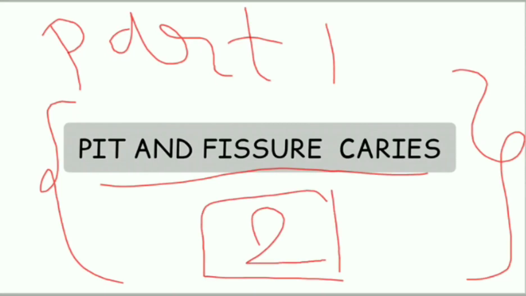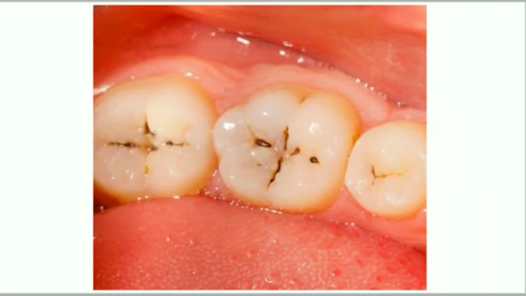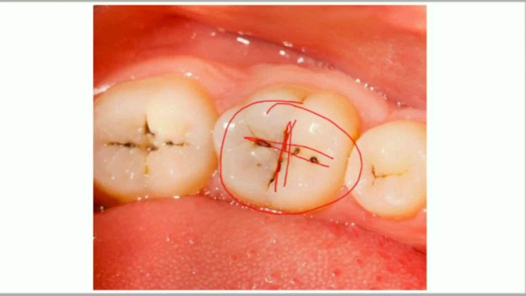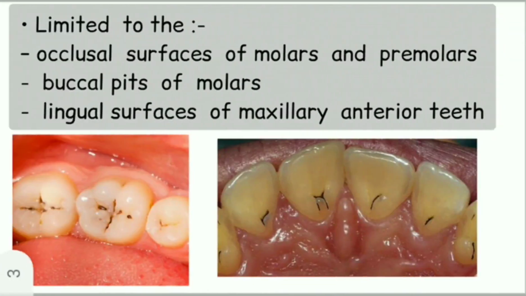So let's start. You can see this is the typical picture of pit and fissure caries. All the pits and fissures of this molar have undergone carious lesion. So these are the pit and fissure caries. Next, you can see what it is.